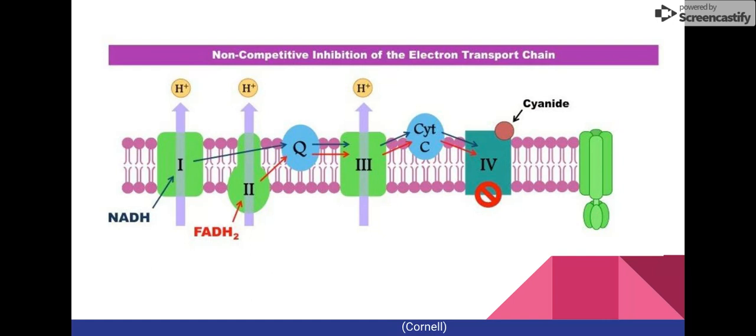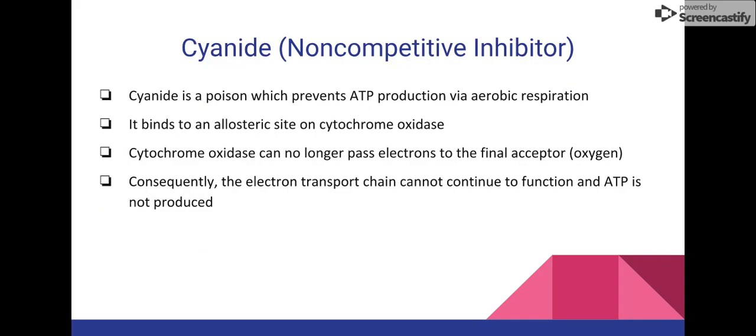Cyanide binds non-competitively to cytochrome oxidase, complex 4 in the diagram, and physically changes the shape of its active site such that electrons can't be released to oxygen and the ETC halts. Cyanide is a non-competitive inhibitor. It binds to an allosteric site on cytochrome oxidase. By changing the shape of the active site, functionality of the enzyme is compromised, and cytochrome oxidase can no longer pass electrons to the final acceptor, oxygen. The ETC can't function and ATP is not produced.